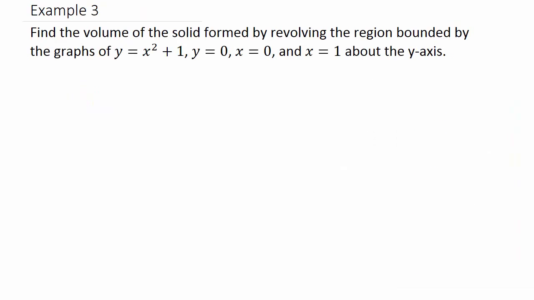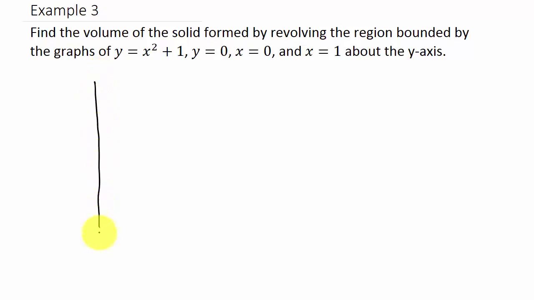Alright, so let's take a look at the third example. It says find the volume of the solid formed by revolving the region bounded by the graphs of y equals x squared plus 1, y equals 0, x equals 0, and x equals 1 about the y-axis. Alright, so first thing we need to do is draw a graph.